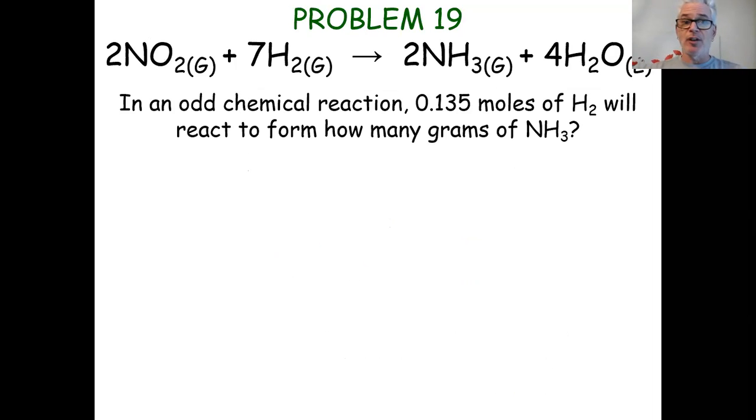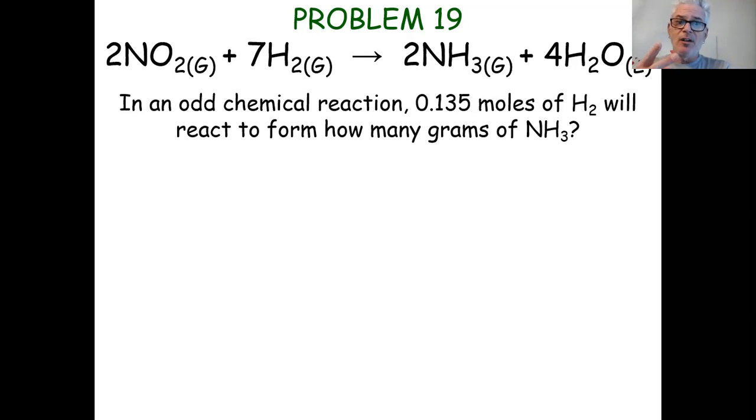All right, there's 2 problems to go. In this problem, again, we have kind of a weird problem. It doesn't fit our simple definition of what kind of reaction it is. It's just kind of cool chemistry. Nitrogen dioxide and hydrogen gas is going to turn into ammonia and water. Okay, it's an odd reaction. I even wrote that, odd reaction. We're going to use 0.135 moles of hydrogen. And the question there is, in our reaction, 0.135 moles of hydrogen will react to form how many grams of ammonia? Here we're starting in moles and we're going to mass island.